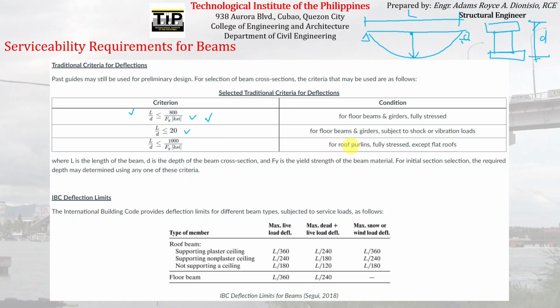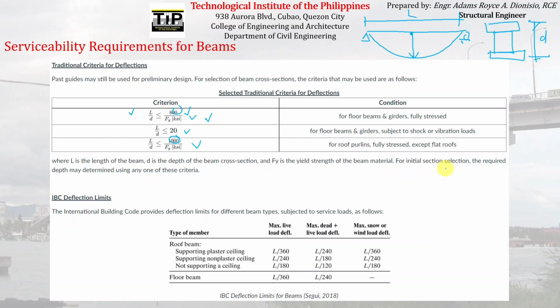So for roof purlins, fully stressed except flat roofs, you can use this formula, almost the same as this formula. You just have to change 800 to 1000. So in that way, if you make sure that the ratio of the length to the total depth of the steel beam is less than or equal to 1000 over Fy, you can be sure that the steel beam will not experience excessive deflection. Okay, that is according to the past guides, the traditional criteria for ensuring serviceability of structure.